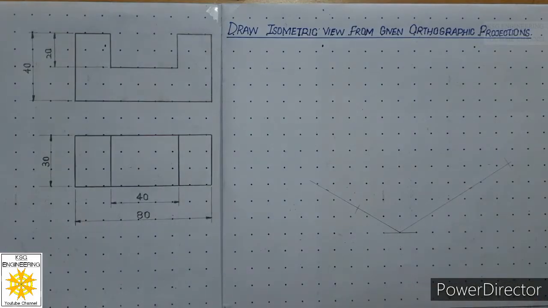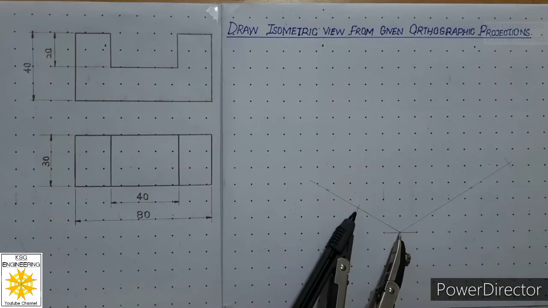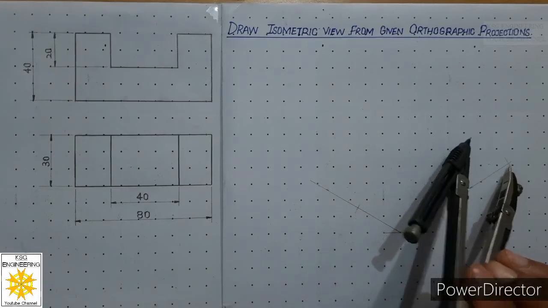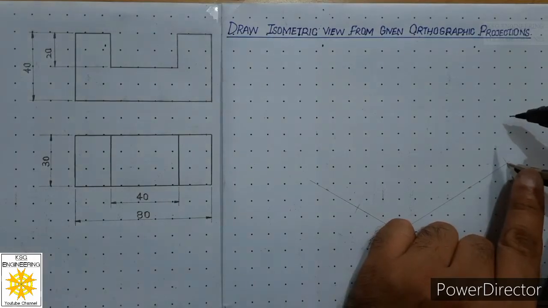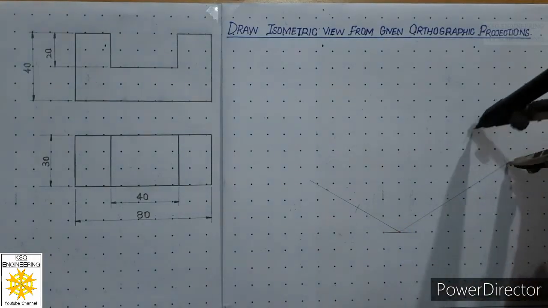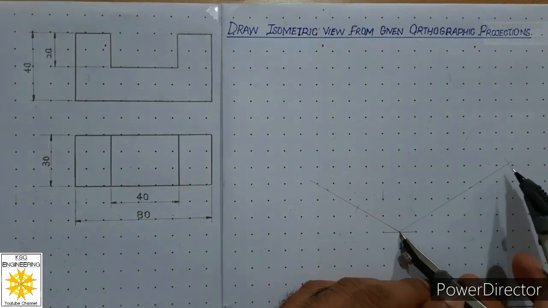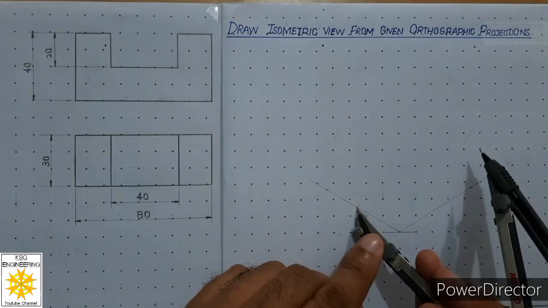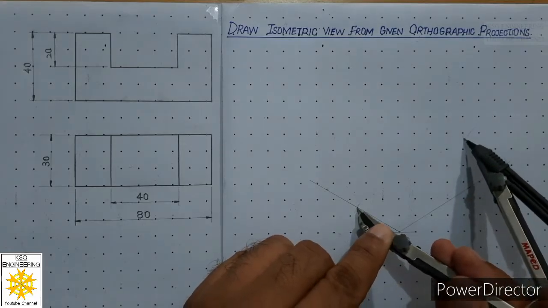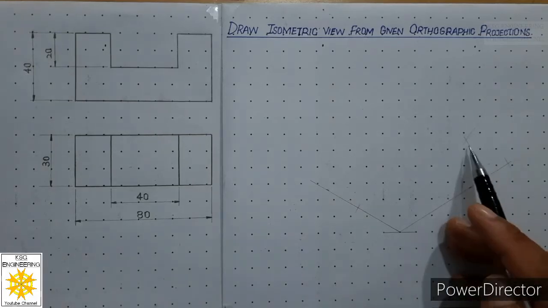Now after that, we will draw the bottom face of the box. So for that, we will measure this length, which is 30, and we'll mark from this point. Then we will measure this length again, which is 80 millimeters, and we'll mark from this point, which will intersect the previous arc, and we will get an intersection.